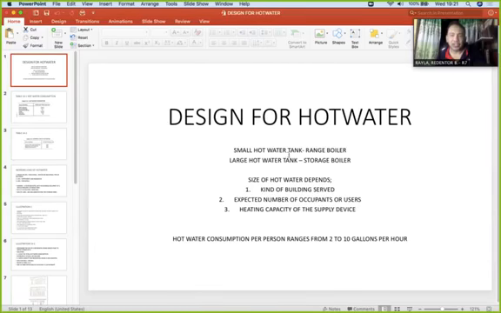A small hot water tank, we call it a range boiler. For large hot water, a storage boiler. Size of hot water depends on the kind of building, no? So we also have the classification of building. It can be a school, a movie house, a residential building, commercial, and all that. Also the expected number of occupants or users, or the heating capacity of the supply device.